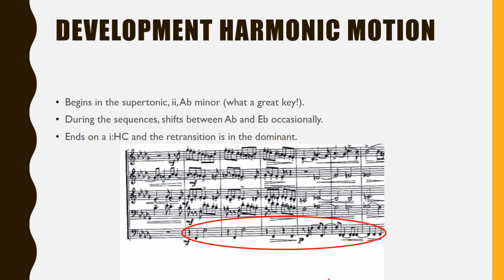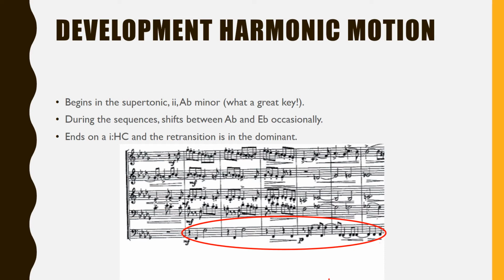And then the EEC occurs at the end of the exposition just before the codetta happens, that little 1-bar codetta. Alright, now in the development we have some interesting things that happen. Our development keys are mainly the supertonic 2, and then also the subdominant 4, A flat minor, which is just fantastic, and then we also have E flat minor.